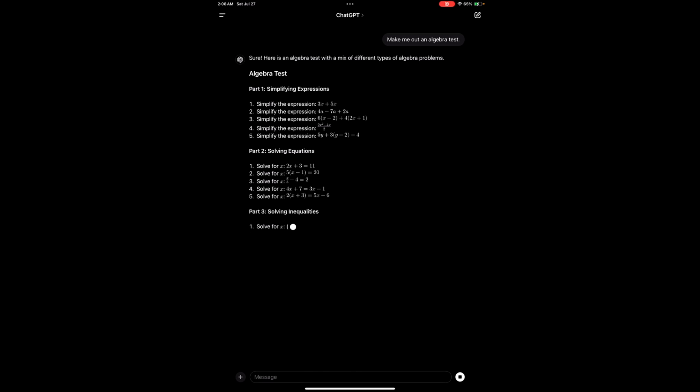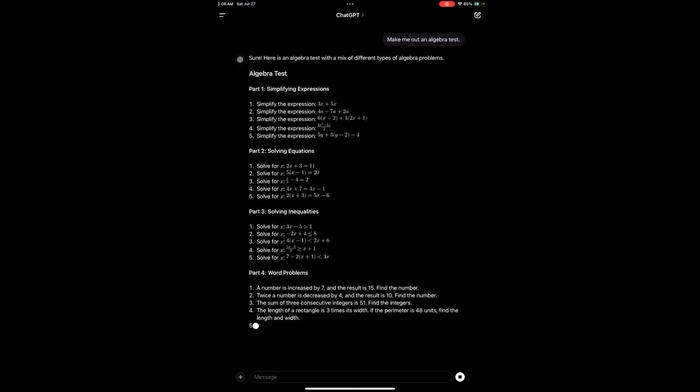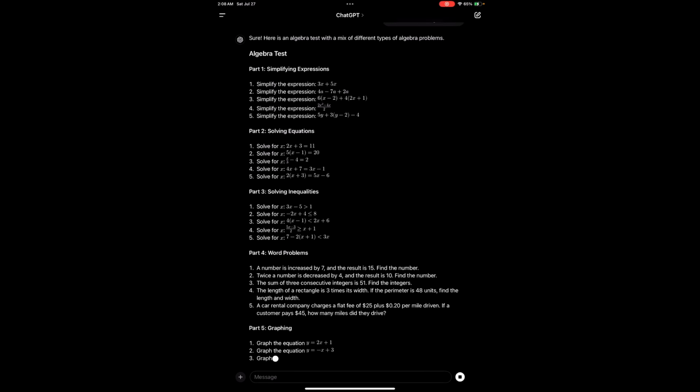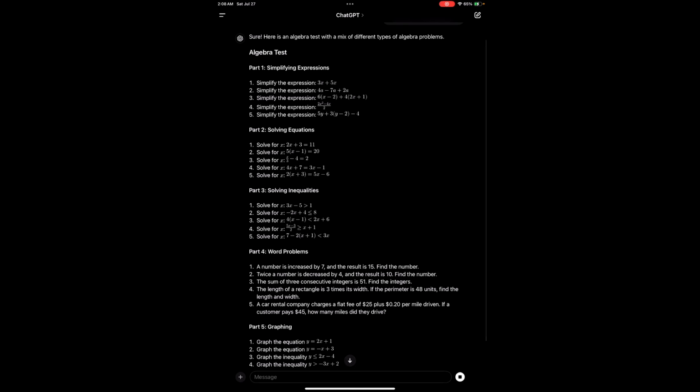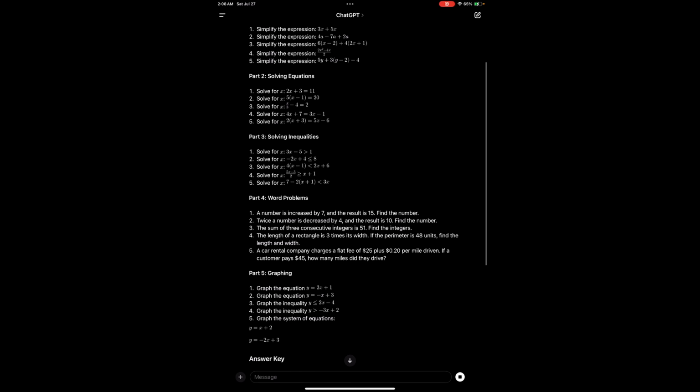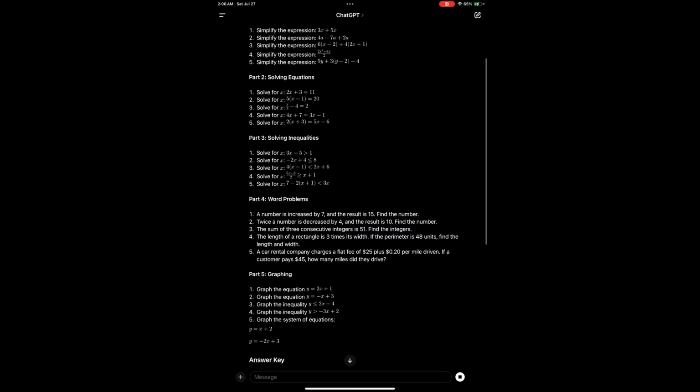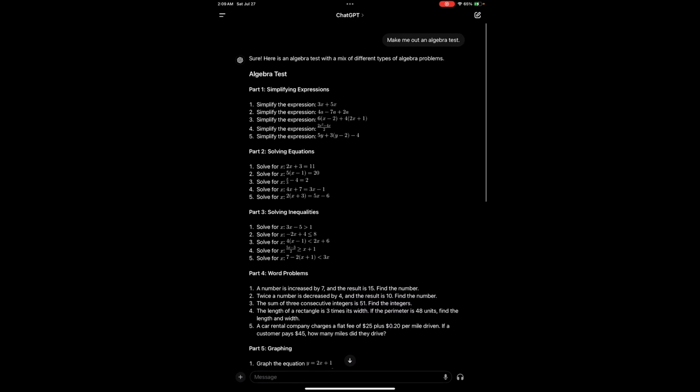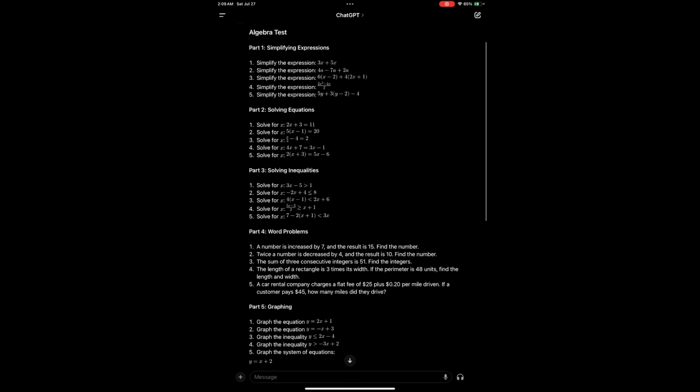Simplifying expressions, solving equations, that looks easy. Solving inequalities. And then we've got some word problems. Oh, and we got some graphing. Oh, graphing inequalities too. All right, so let's go get started on this thing.